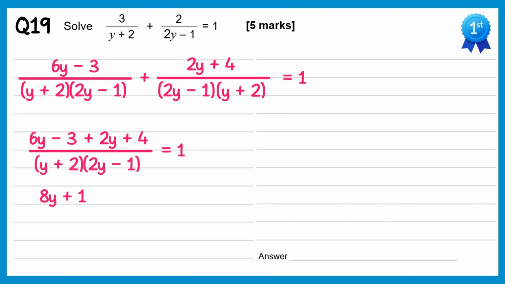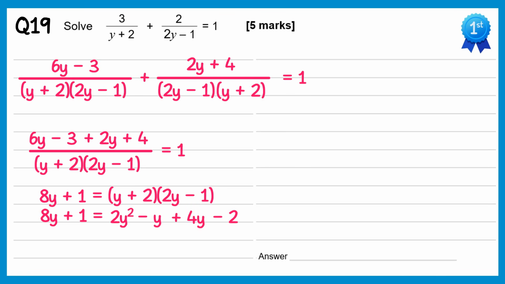So 8y plus 1. And if we multiply both sides by the brackets that are on the bottom, the left hand side will lose those brackets, and on the right hand side it will just be one lot of y plus 2, 2y minus 1. We'll leave the left hand side alone and expand the right hand side. Y times 2y is 2y squared, and then y times negative 1 is negative y, 2 times 2y is plus 4y, and 2 times negative 1 is negative 2. We'll leave the left hand side alone again and simplify the right hand side. We've got negative y plus 4y, which gives you 2y squared, plus 3y minus 2.